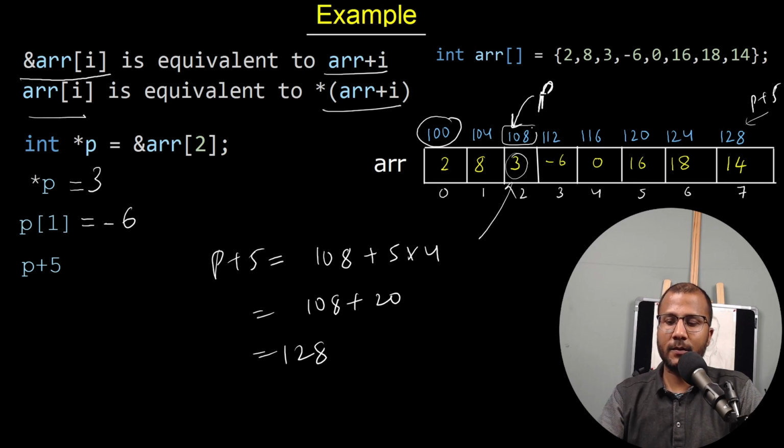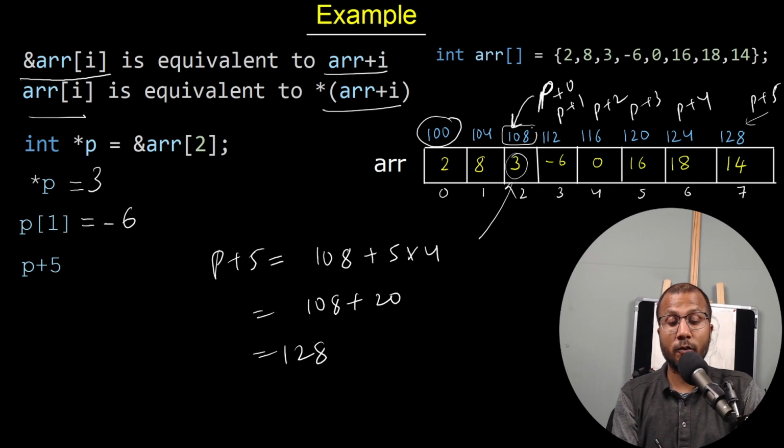Okay, so this is P plus 0 or P, this is P plus 1, this is P plus 2 is 116, P plus 3 is 120, P plus 4 is 124 and P plus 5 is 128. So P plus 5, the answer is 128. It is a pointer. Okay.